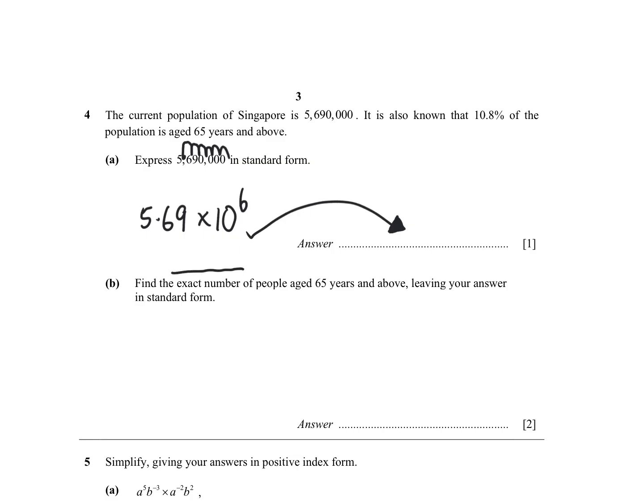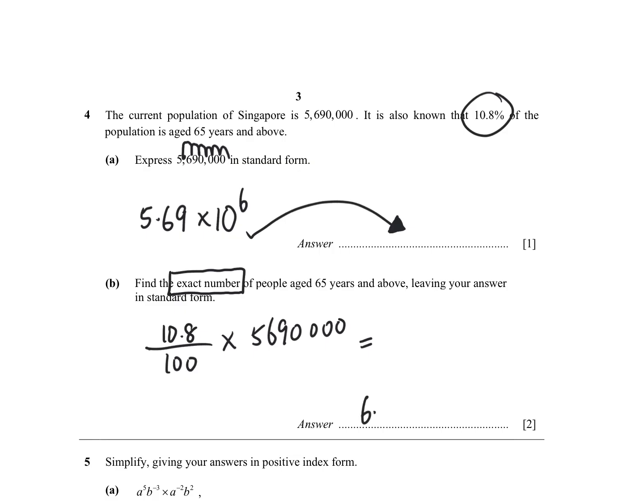Okay, next is I want the exact number. So don't round off. I want 10.8% of this number. So if you go and press calculator, you get 6 something. 6 what? I can't hear the string of numbers. 614,520. So 1, 2, 3, 4, 5. So 6.1452 that times 10 to the power of 5.